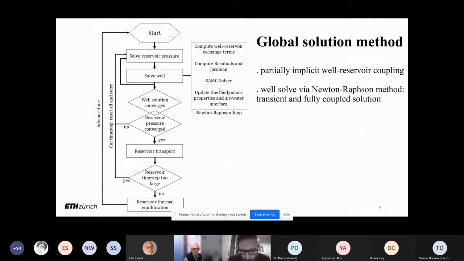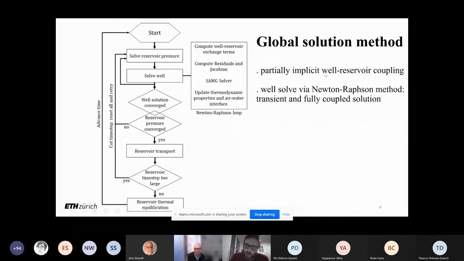So basically, this is simply mass balance. If you know the mass of fluid contained in the well, then you can figure out where this interface is located because you know the density of the fluid in every segment. And so here we have basically a Newton-Raphson loop to solve the well.